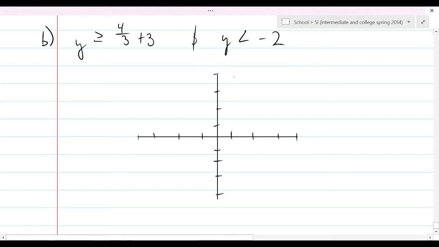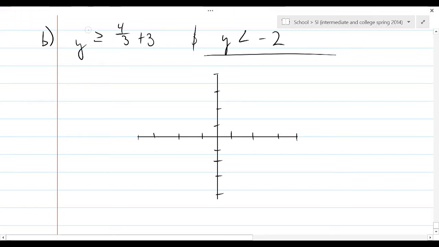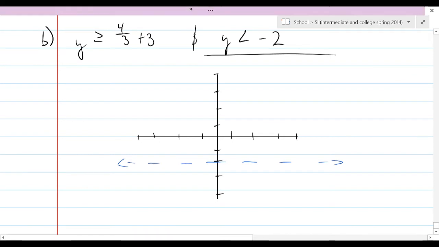Alright. First thing I'm going to do is the same thing I did last time. Let's graph this one first, the easy one. So this is y equals negative 2, which is a horizontal line. Not equal to, it's less than. If it's less than and not equal to, it's a dotted line. So it's a dotted line. And if it does have an equal to, let's do red, then it is going to have a solid line.